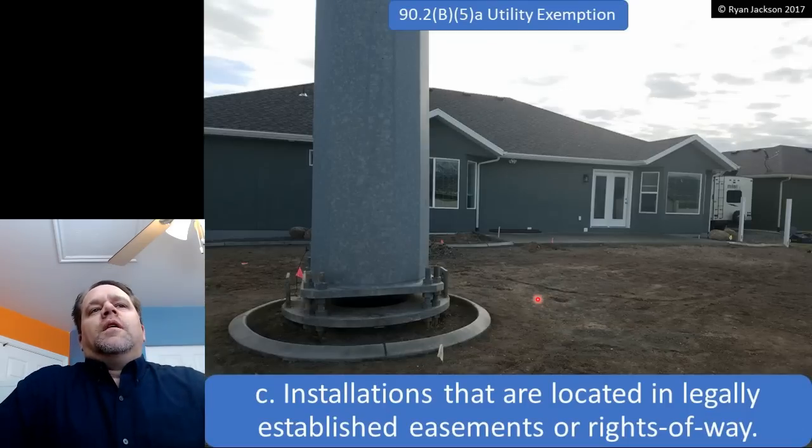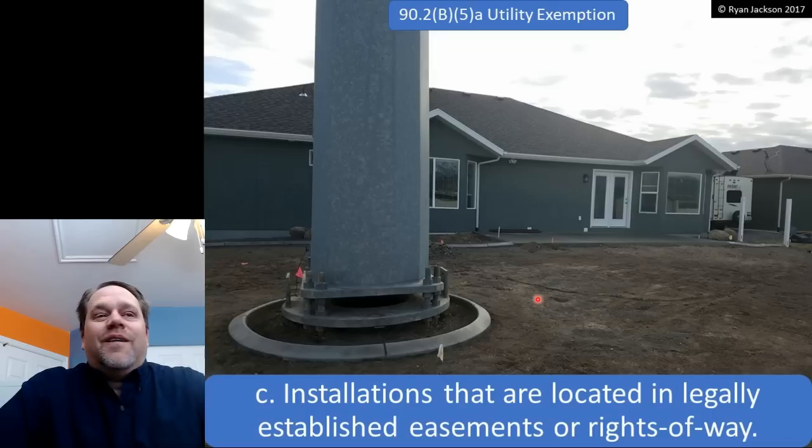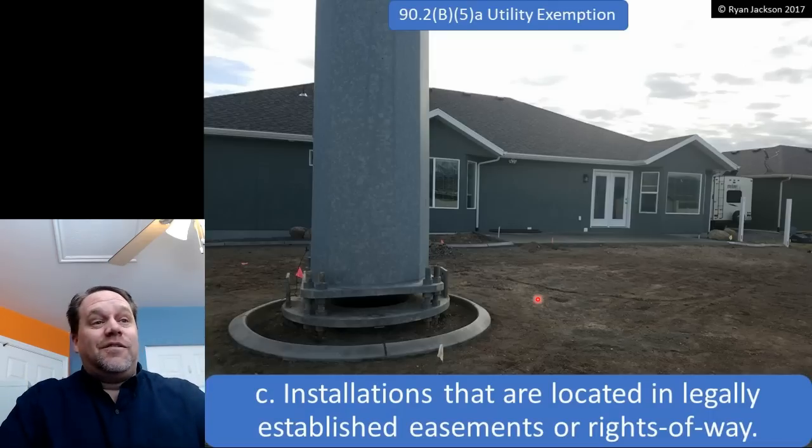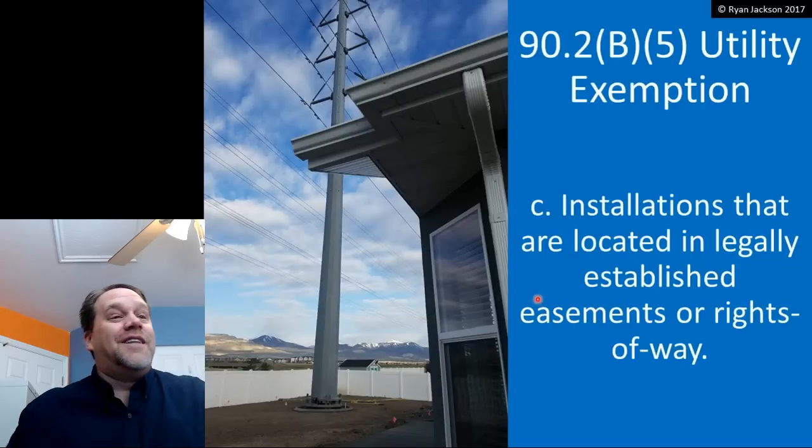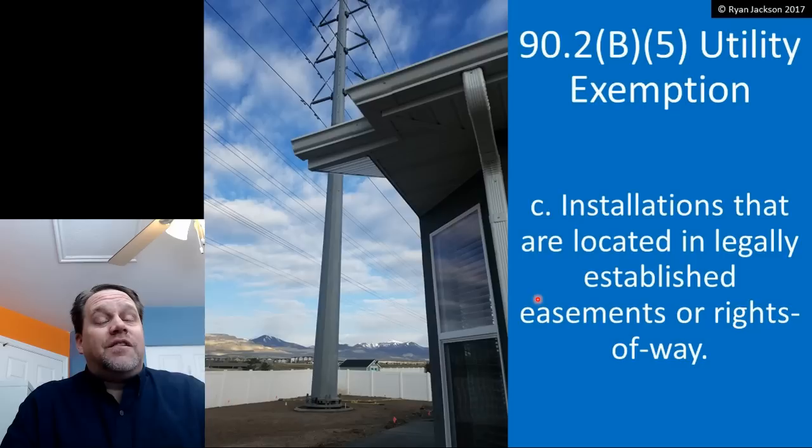This is a picture that I took a few years ago. I was doing an inspection on a brand new house. Walked into the backyard and holy smokes, this is what I saw. I got a 230,000 volt transmission line right in their backyard. Well, that is probably a utility easement, and that's not covered by the NEC.